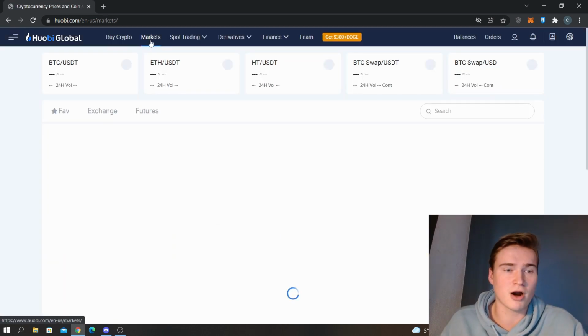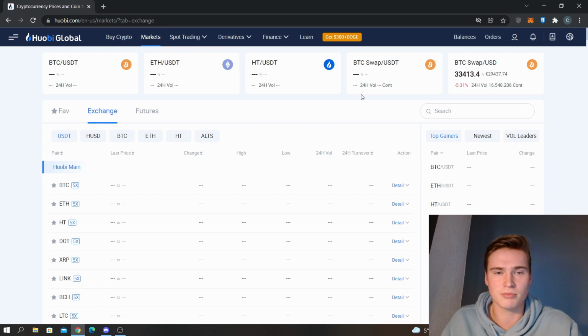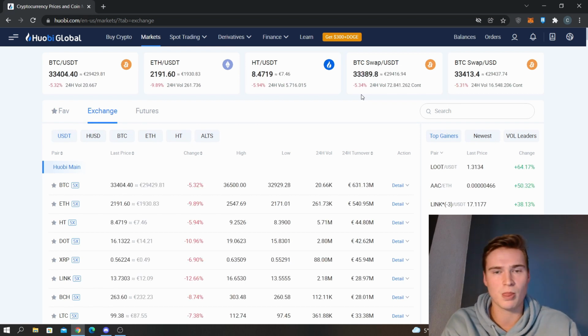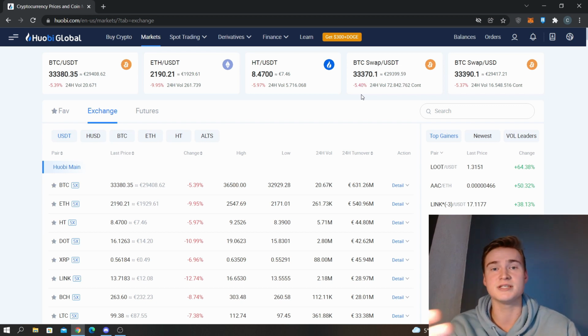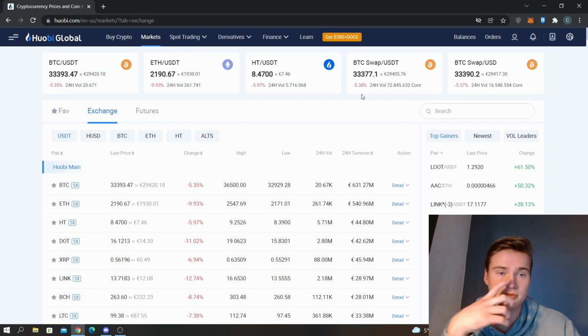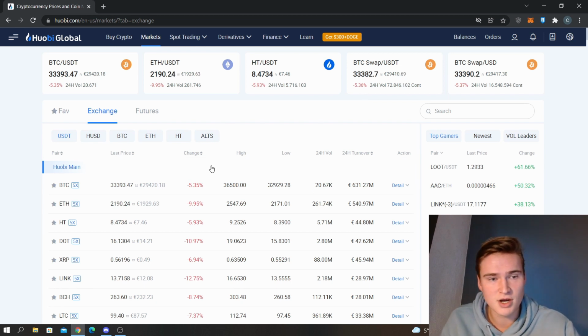So first of all, the markets. I think that's the most important part, because most pairs on Huobi are crypto pairs. So they're Bitcoin against USDT. USDT is a cryptocurrency following USD, so the US dollar. And most of the cryptos are actually right here.